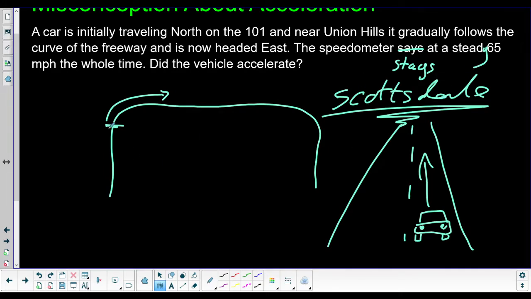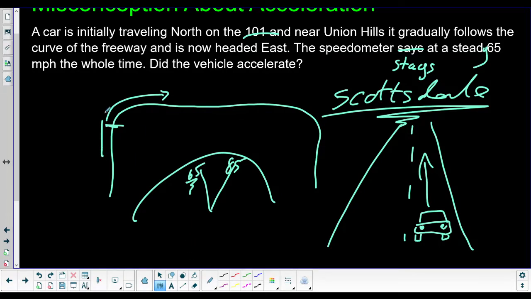Over here, the freeway curves. The whole time you're cruising around, your speedometer is at a steady 65 miles per hour, because that's the speed limit. Actually, it's a little higher than the speed limit, I think. I think this is speeding, even though people on the 101 probably go a little closer. Anyway. As you drive around this curve, your speedometer says 65 miles an hour the whole time.